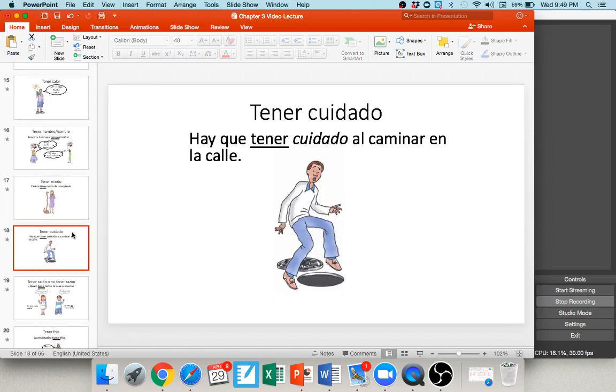Okay. Another expression you see here is tener cuidado. I want you to say that with me. Cuidado. Okay, so tener cuidado is literally to have caution, or you might say to take care. So this sentence says, hay que tener cuidado al caminar en la calle. So one must be careful. One must take caution in walking in the street.